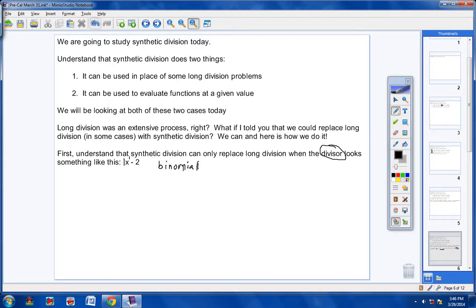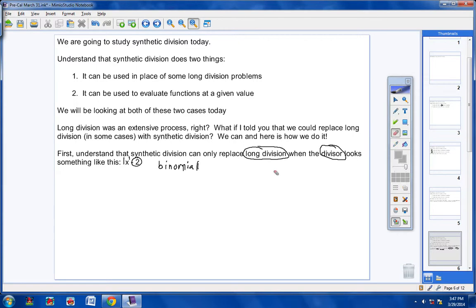Okay, let's go over that again. First of all, you can only use synthetic division in place of long division when the divisor looks like this right here. And what I mean by that is this. Now my pen is really freezing up, so be patient with me if it does some weird things like that, okay? Number one, it has to be a binomial, your divisor does. Number two, the coefficient of your x has to be a 1, and the power of your x has to be a 1. And then number three, this has to be a constant term, okay?